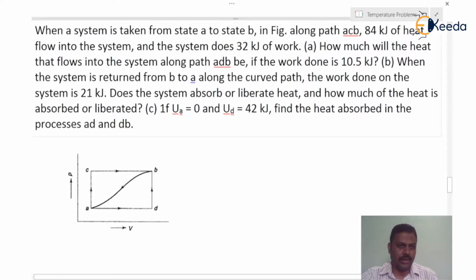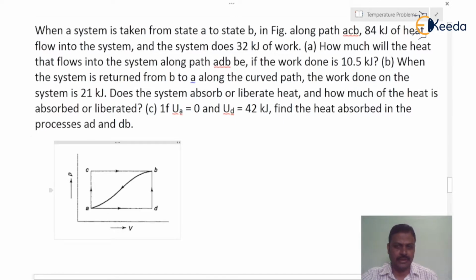In this problem, when a system is taken from state A to B in the figure along path ACB, 84 kilojoules of heat flow into the system and the system does 32 kilojoules of work. How much will be the heat flow into the system along path ADB if the work done is 10 kilojoules?